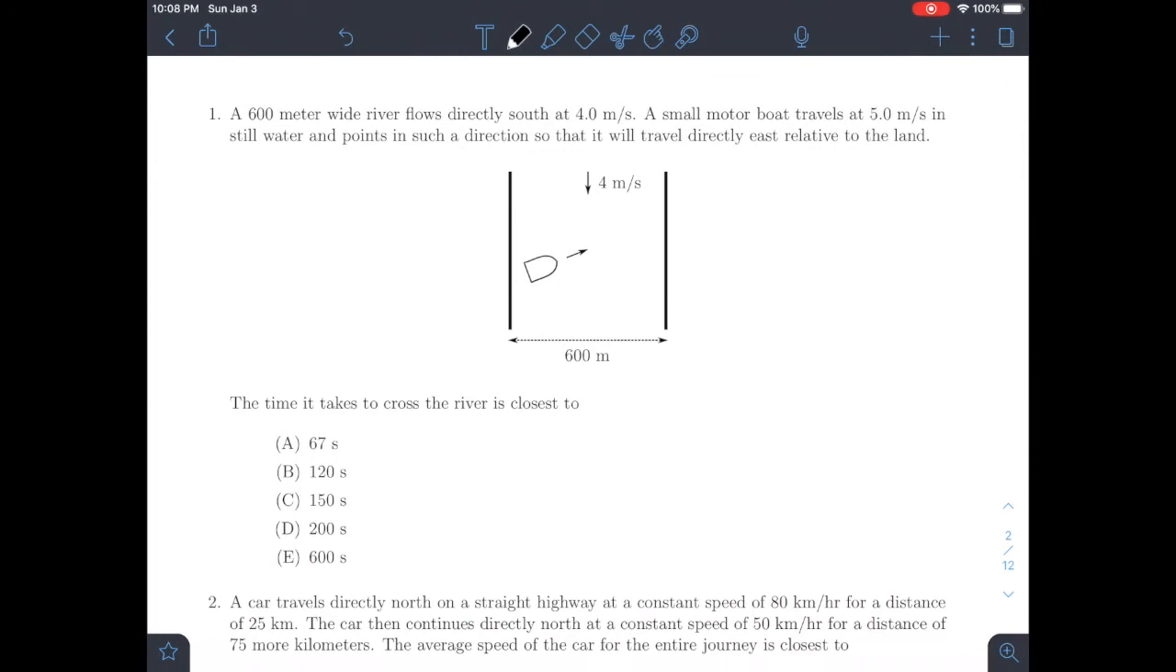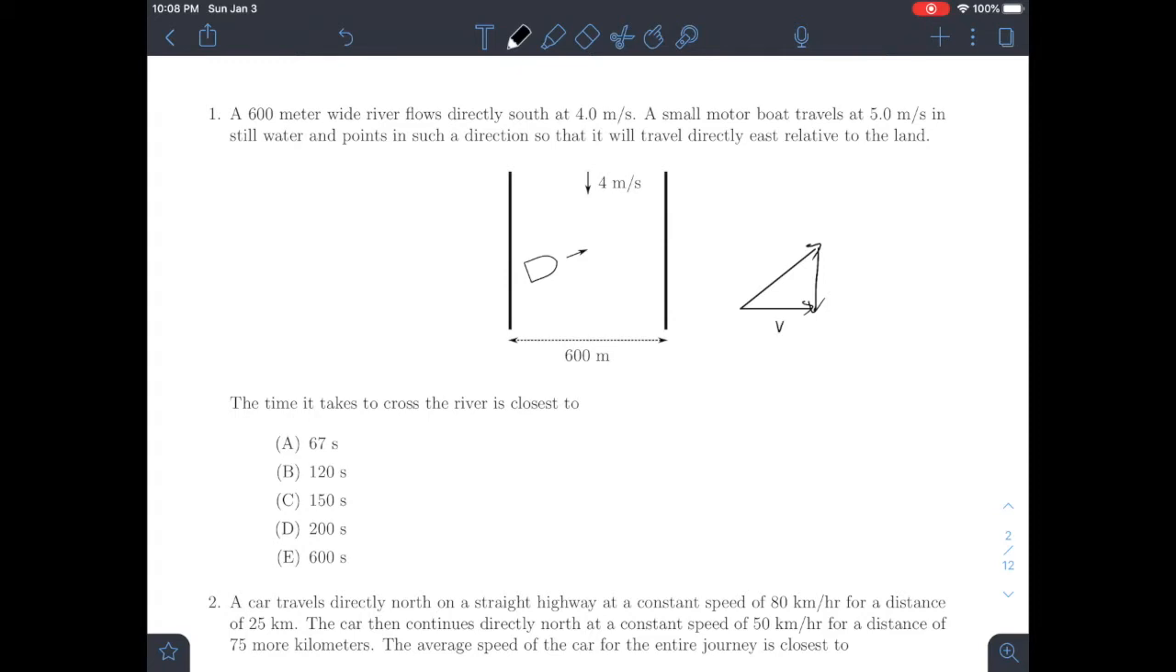A 600 meters wide river flows directly south at 4 meters per second. A small motorboat travels at 5 meters per second in still water and points in such a direction that it will travel directly east relative to the land. So here is just a vector analysis problem.